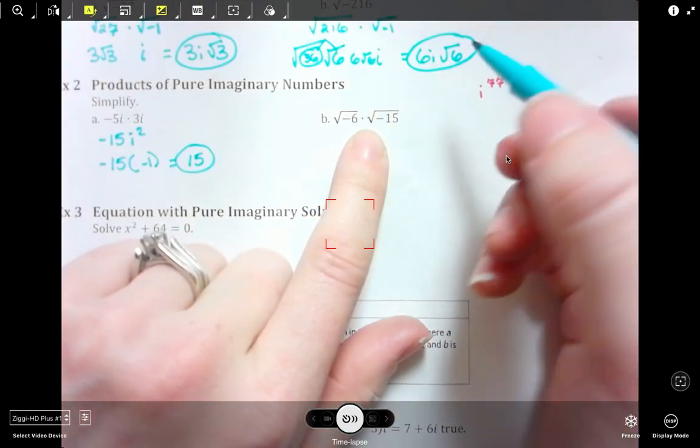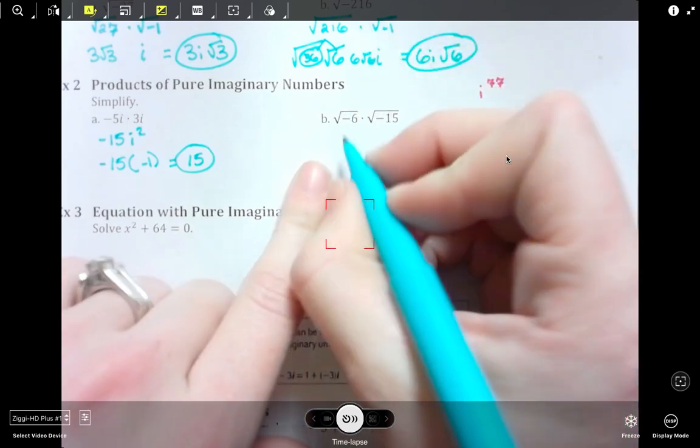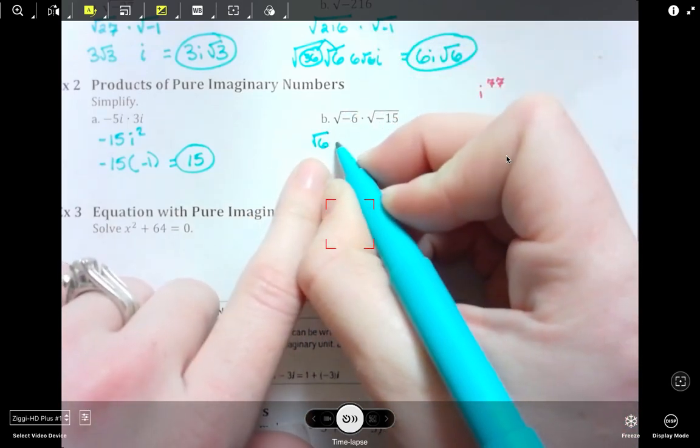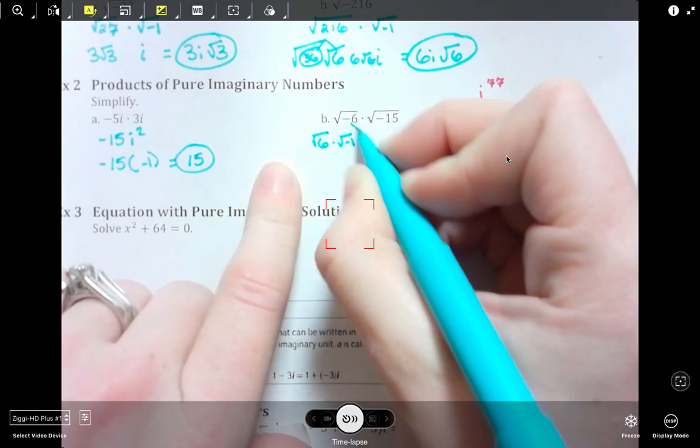This one over here, dealing with this one, you have the square root of 6 times the square root of -1 is what this one becomes.